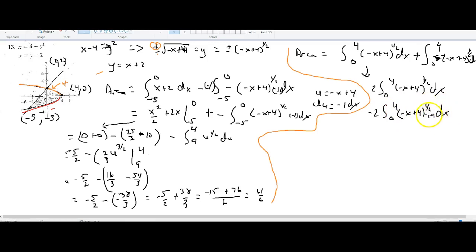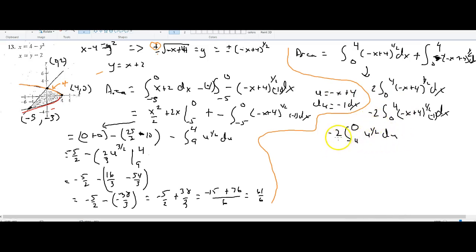So I need a negative 1 in here, because that's why I put a negative out front, so I can change my thing to a du. I'm ready to du it, so I'm going to change my bounds at the same time. I plug a 0 into this function, and I get 4. I plug a 4 in this function and I get 0. And I get u to the 1/2 du.